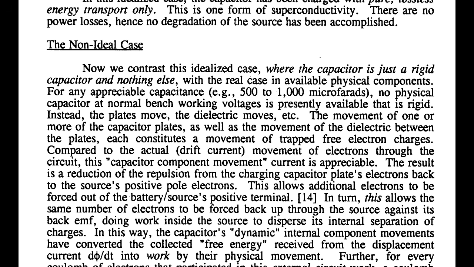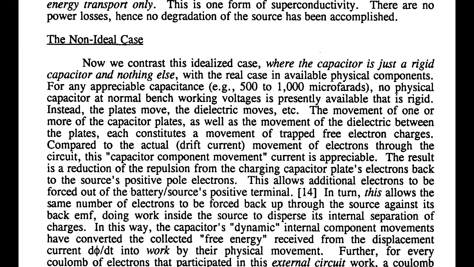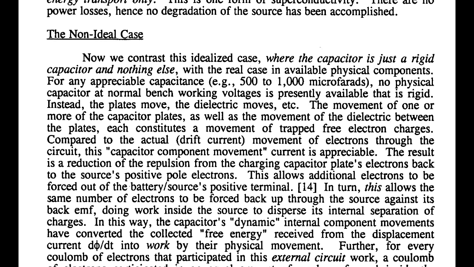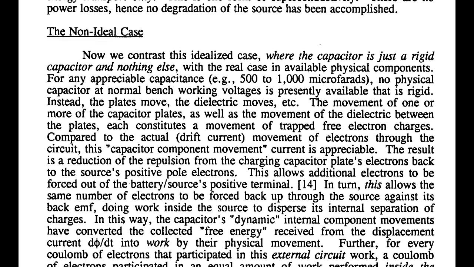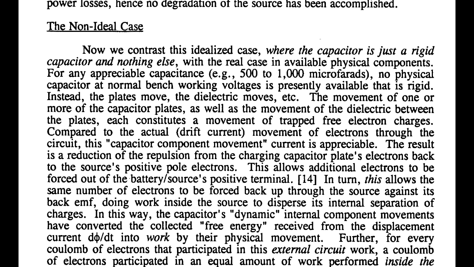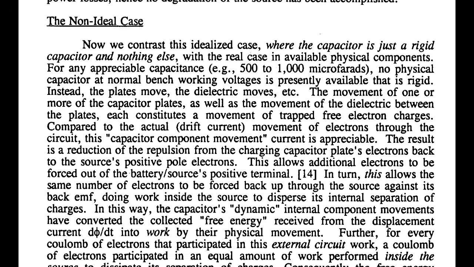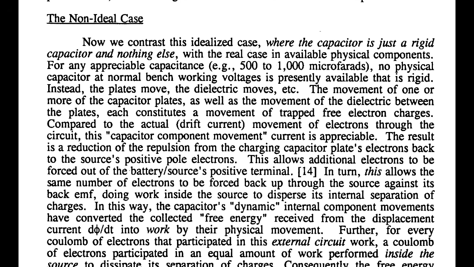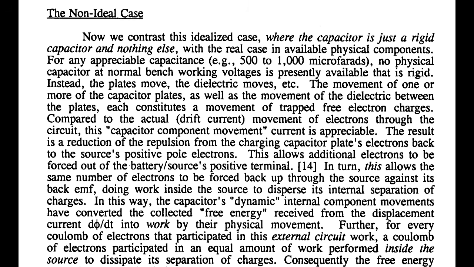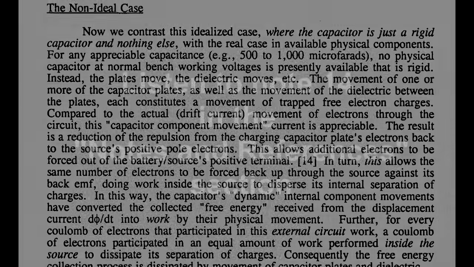The movement of one or more of the capacitor plates, as well as the movement of the dielectric between the plates, each constitutes a movement of trapped electron charges. Compared to the actual drift current movement of intercepted electrons in the circuit, this capacitor component movement current is appreciable. The result is a reduction of the repulsion from the charging capacitor plate's electrons back to the source's positive pole electrons. This allows additional electrons to be forced out of the battery's positive terminal.